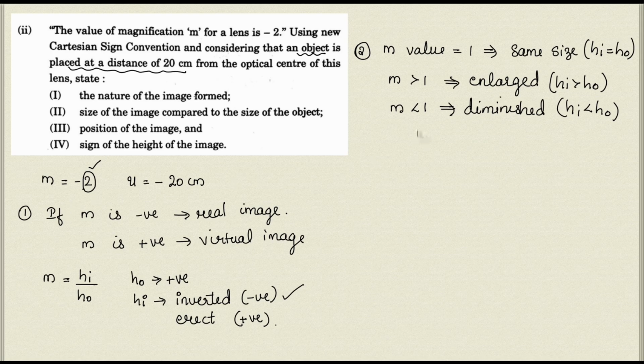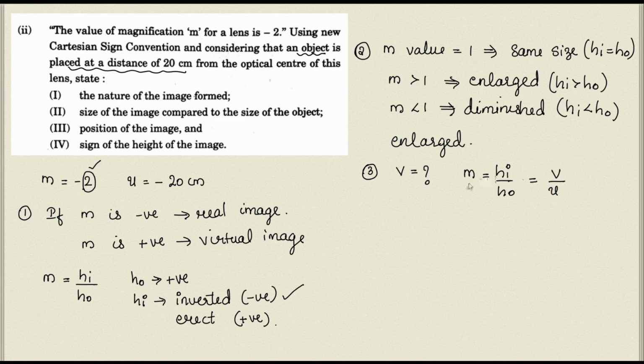Now here the magnification is given as 2 in magnitude, so it is an enlarged image. It is an enlarged image which is real and inverted. Now third question. The position of image. Position of image means we have to find the image distance. Where is the image located? The image distance. Using magnification value, we know hi by ho is one equation. Another relation is there for lens magnification. M is equal to v by u.